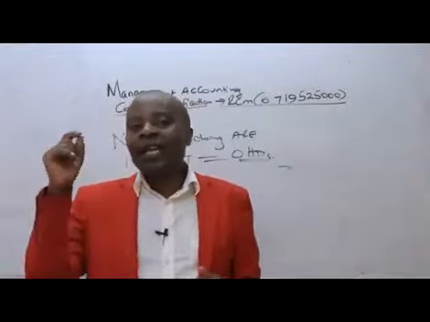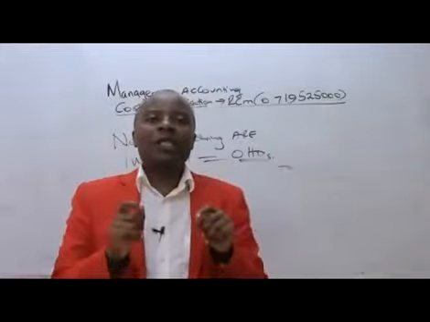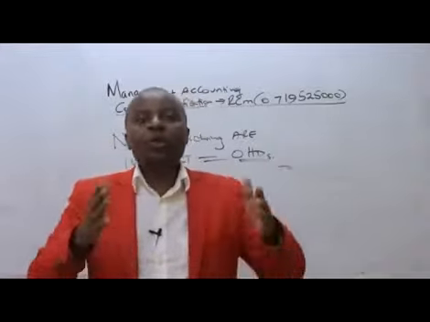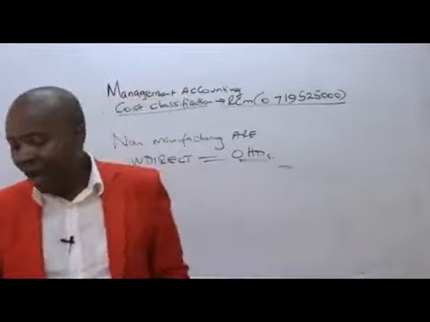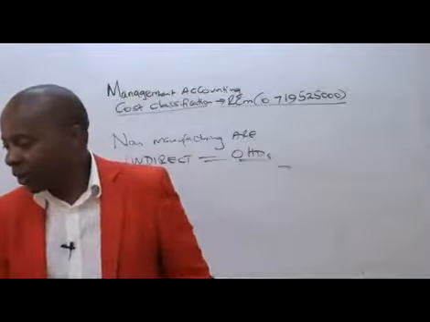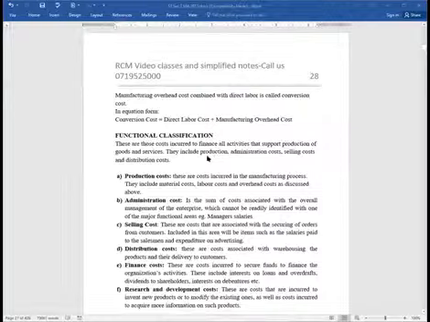We shall be having another important activity in this particular company called accounting/finance. So you're going to have finance or accounting costs. So for us to understand the functional classification, here we are sharing our materials with you. So under functional classification, we are told these are those costs incurred to finance all activities that support production of goods and services. They include production, administration, selling, and distribution costs.